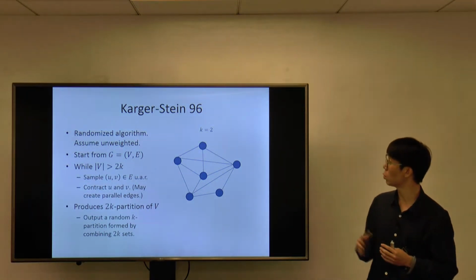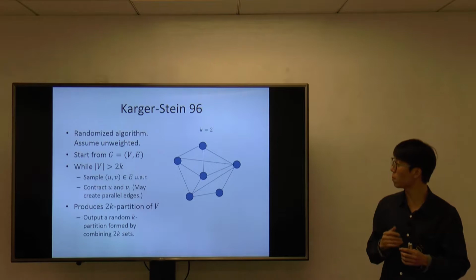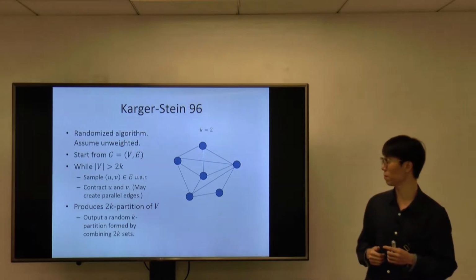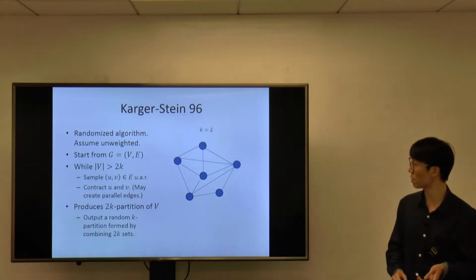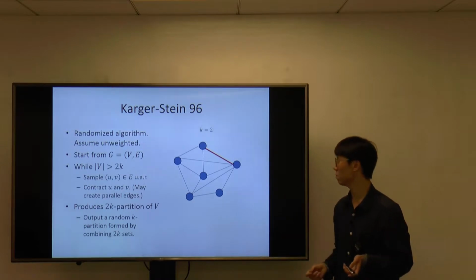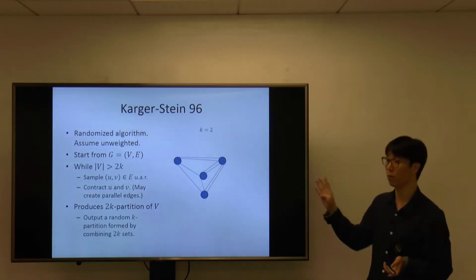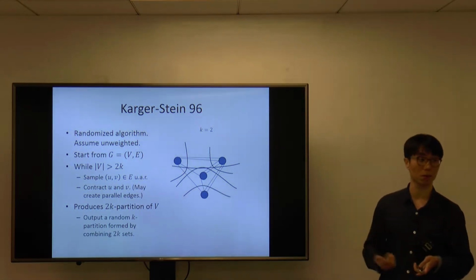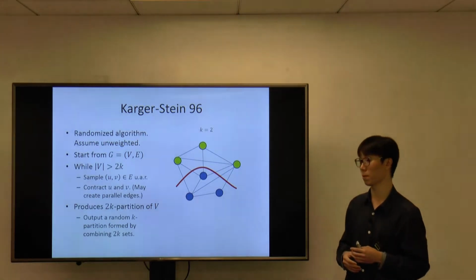Then at the end, we want to find the k-cut. So out of these 2k sets, we arbitrarily merge them to output a k-partition. I'm not going to show you exactly how we do this, because the probability here only depends on k, and I'm going to ignore it. But this is the algorithm. To show you an example, when k is 2, we sample a random edge and contract it, and then sample another random edge and contract it. Now we have 4 vertices, and there are many ways to combine those 4 parts into 2 parts. We randomly choose one of them, and this is our one attempt at a minimum 2-cut.